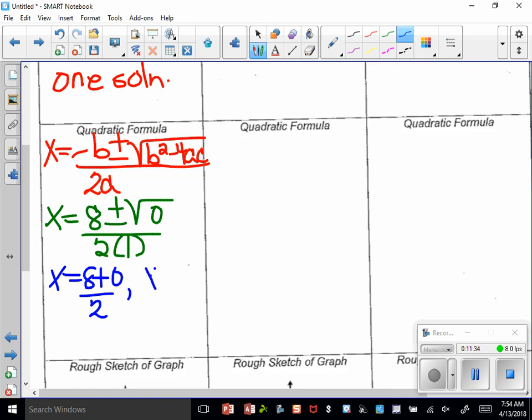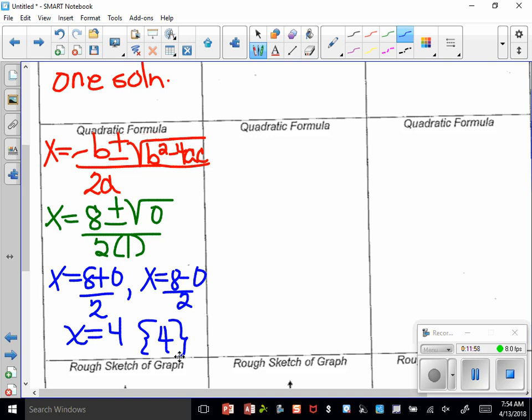And x equals 8 minus 0 divided by 2. So you can tell you're going to get the same answer. We already knew that because it said at the top, one solution. So I just need to write it once. 8 divided by 2 is 4. And you use your set notation to write 4.